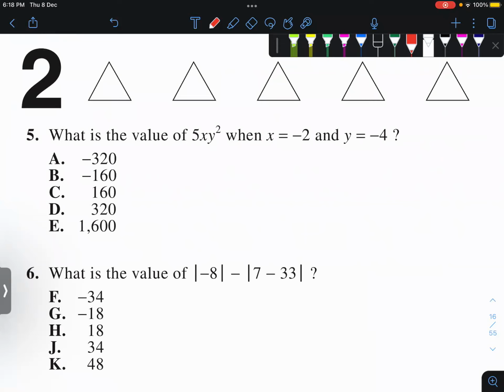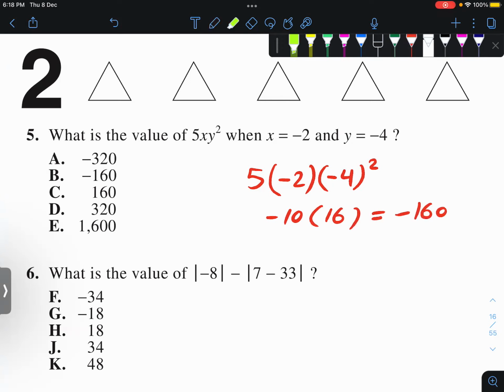What is the value of 5x squared when x is negative 2 and y is negative 4? So substitute 5 times negative... here and 16. So the answer is negative 160. Sure, it's easy here. The answer is B.